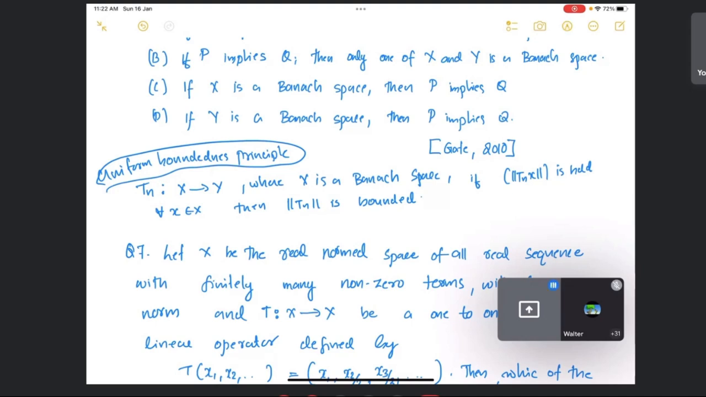If you have a sequence of operators Tn, and if the sequence Tnx is bounded for each x in X, you may note that this bound may not be uniform in x. As you vary x, the bound can also vary. And if your domain is a Banach space, then this sequence Tn is itself bounded. That's what the uniform boundedness theorem says.